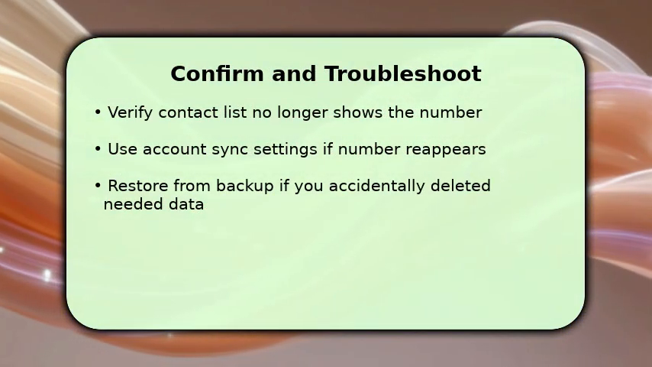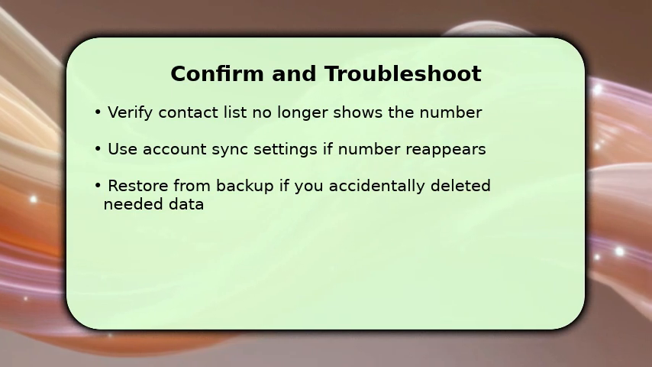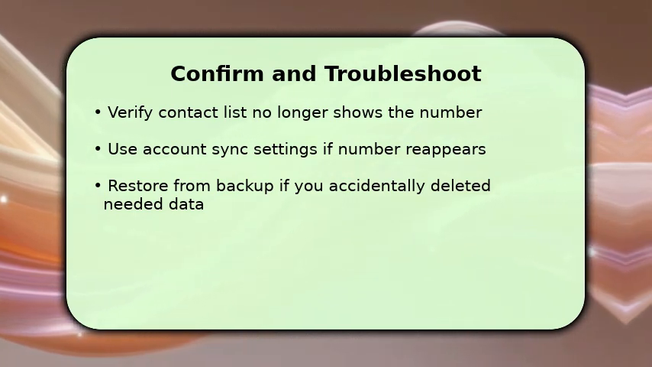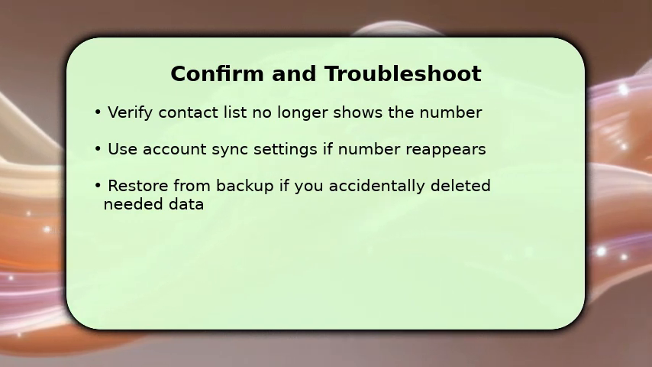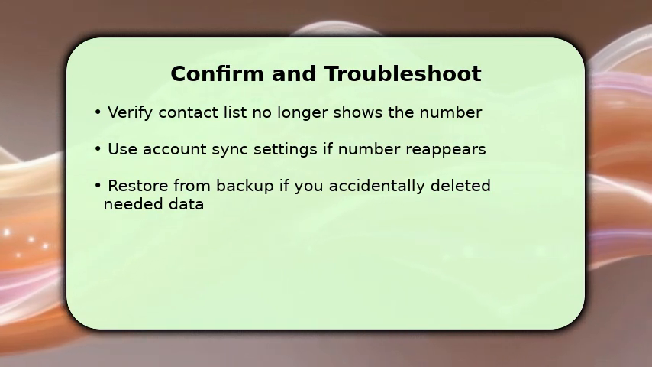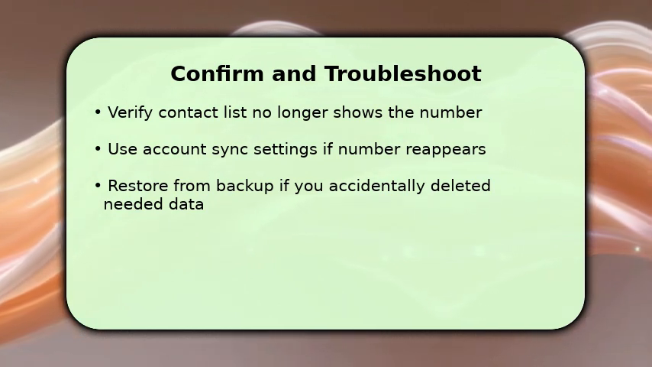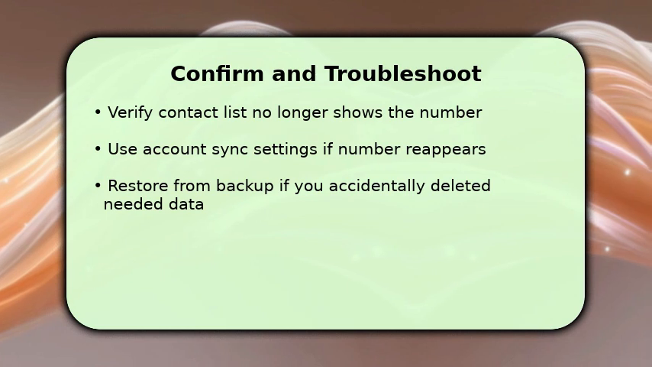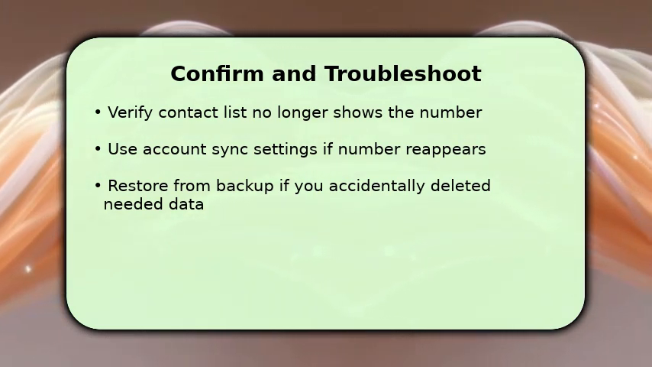You finish by confirming the number is absent. Open the contact again and check call and message apps. If the number reappears, make sure contacts sync with Google, iCloud, or another account isn't restoring it. Disable sync or delete from the account's web interface to stop auto-restore. If something goes wrong, restore the contact from a backup or the account's trash. That's why backups matter. Finally, clear cache for the Contacts app if display issues persist, and then recheck.